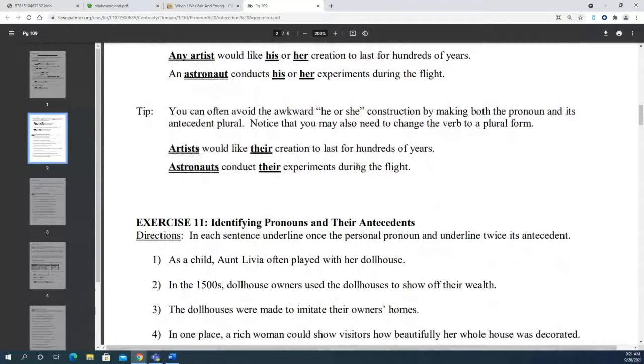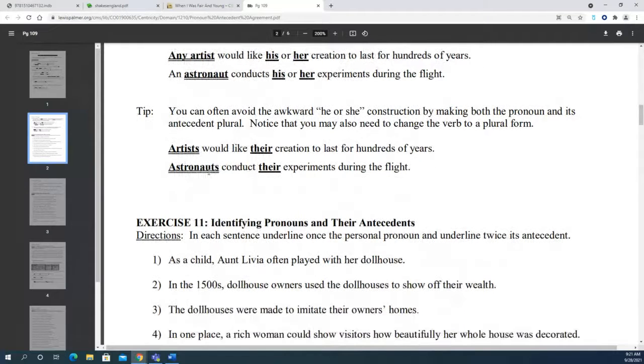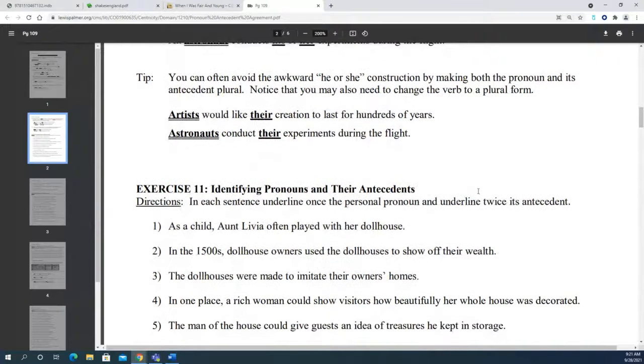Astronauts conduct their experiments through the flight. So if you look here, because we used the one, we had the subject-verb agreement going on. Singular subject, singular verb, but since we made it plural, we have plural subject, plural verb, and then, again, the plural pronoun antecedent.